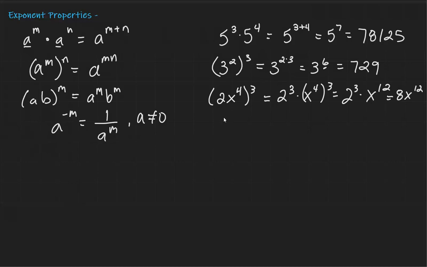So let's see that with a number, 7 to the negative 2. That's going to be 1 over 7 squared. Okay, notice how there's no negative here. All I did was flip it.